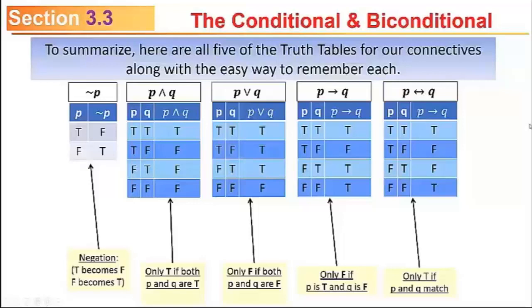For the negation, I would say the memory aid is T changes to F, F changes to T, or you might say the negation changes the truth values to their opposites. However you want to phrase that memory aid so that you can remember it. For the and, the memory aid is it's only true if they're both true. For the or, it's only false if they're both false. For the implication or the if-then, it's only false if P is true and Q is false. To me, that's the hardest one to remember. And finally, the biconditional, it's only true if P and Q match.